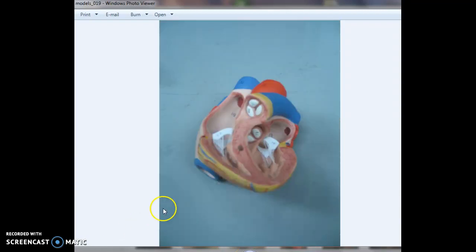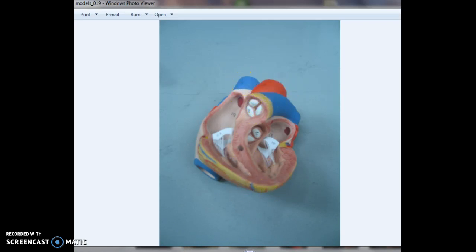So this is the lung model. Again, I took the heart out, so the heart does come out. Inferior vena cava, superior vena cava. Pulmonary veins. There's actually pulmonary veins on this side too. They merge into the back. This is the aortal semilunar valve. This is the pulmonary semilunar valve. This is the aorta. This is the superior vena cava.